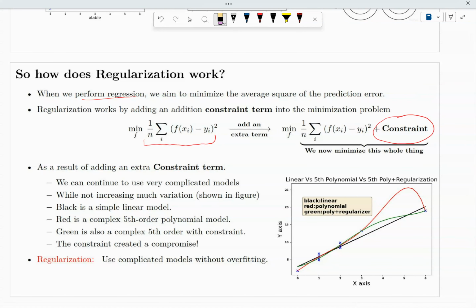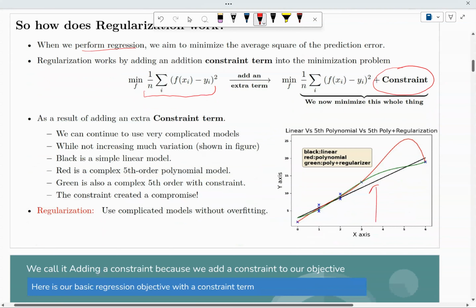And we can see this example here. We have the black line here, which is a linear model. Therefore, it's as simple as it gets and has basically no variation. The red line has a large bump here, which shows you that there's a good amount of variation. The green line is the result of using this constraint. The red line was the fifth order polynomial, which gave us a really big bump. However, if we combine the fifth order polynomial with the constraint, the result is the green line.